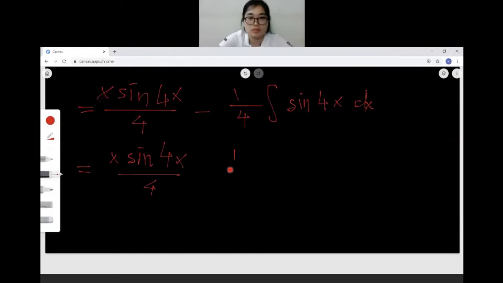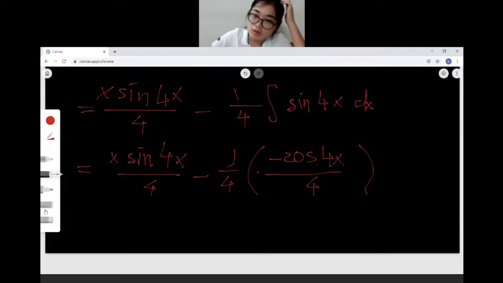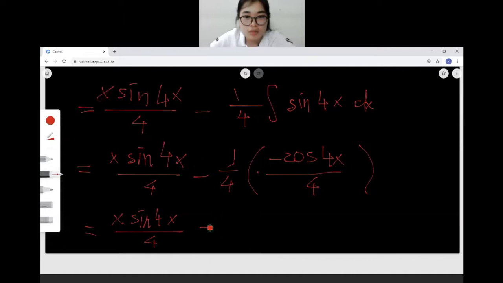Okay, this part. Integration of sine 4x is equal to negative cos 4x over 4. So simplify it, and we will get the full answer: x sine 4x divided by 4. This one is plus, right? Minus here becomes plus, then cos 4x over 4 times 4, we will get 16. Correct? And then plus C.